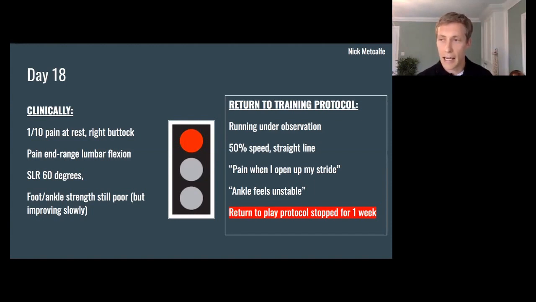Think about the mechanics for straight leg raise. It's kind of the equivalent of opening up your stride when you're running, isn't it? And his straight leg raise is still not great, it's only 60 degrees. So no wonder he's getting some pain there. Ankle feels unstable, well, yeah. His testing there is still pretty poor, not surprising, but that's okay. It's a controlled experiment. We pull the plug and we try again in a week's time.